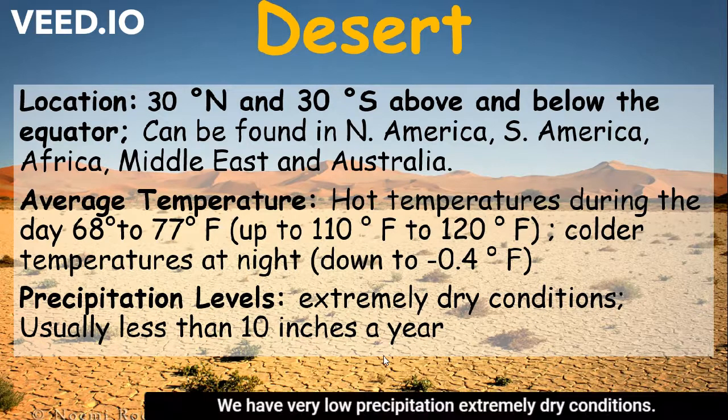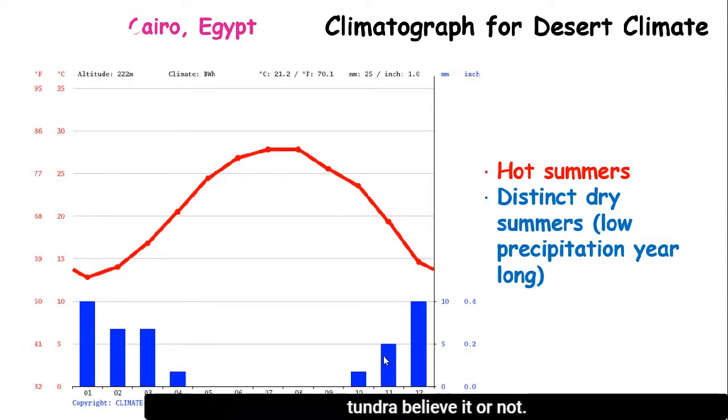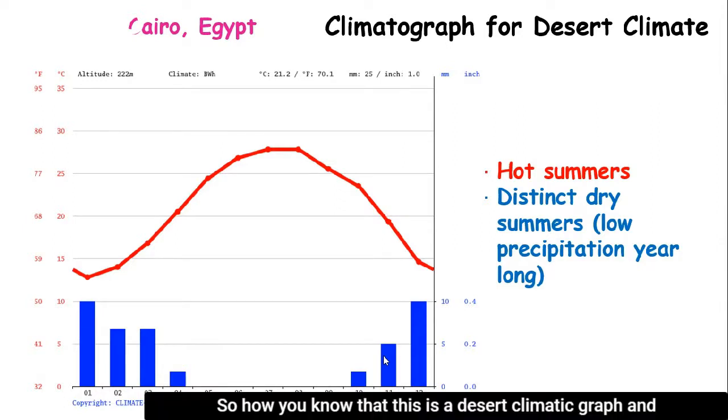We have very low precipitation, extremely dry conditions, usually less than 10 inches of rain a year. Actually very similar to the precipitation levels of the tundra, believe it or not. So how you know that this is a desert climatograph and not a tundra, because again it has low levels of precipitation, is you want to look at the temperature. Are the temperatures in the negatives, or are they significantly higher, in the positives, where it gets really warm? That's how you know you're looking at a desert.